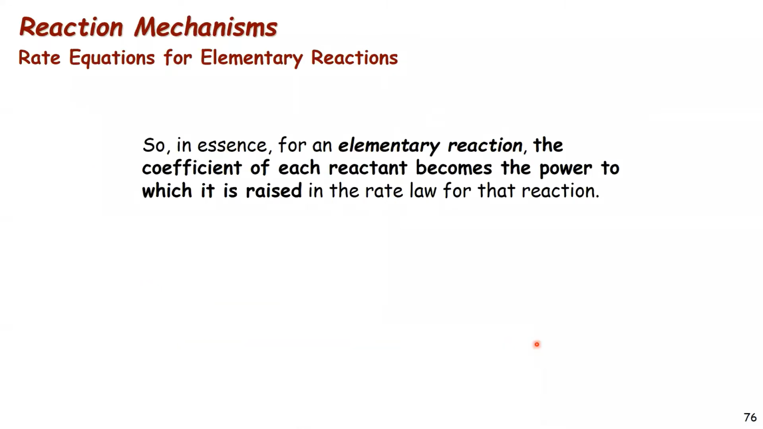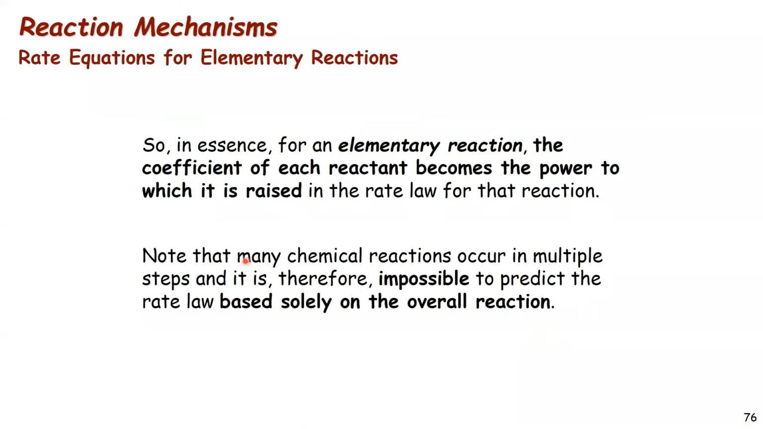Okay, so in essence, that's all I'm saying. That's all I've been saying this entire time. So now, note that many chemical reactions occur in multiple steps and it is therefore impossible to predict the rate law based solely on the coefficients in the overall reaction. So again, you can't use the coefficients in the overall reaction to say what the orders are of each of the reactants.